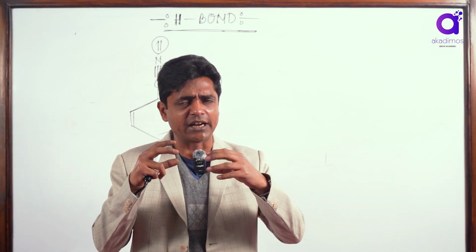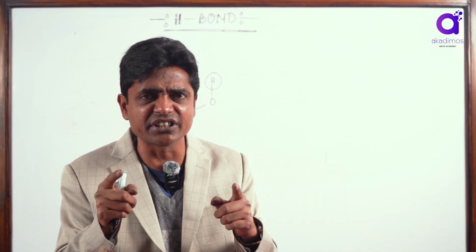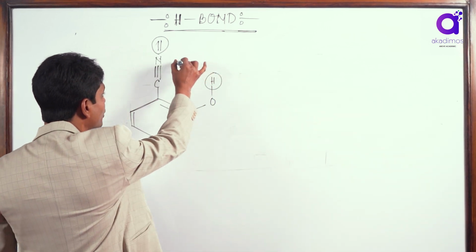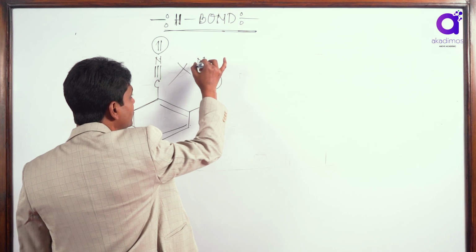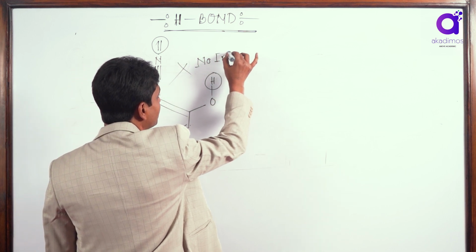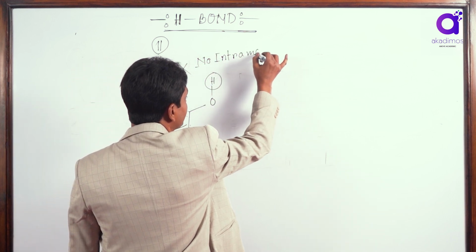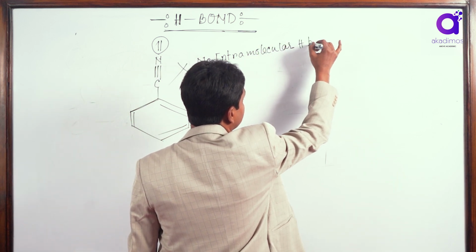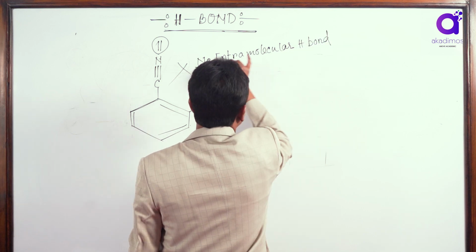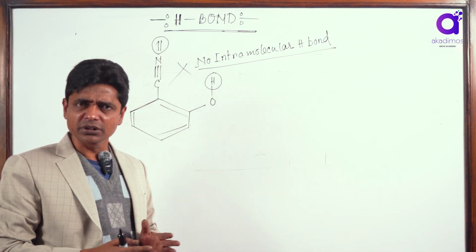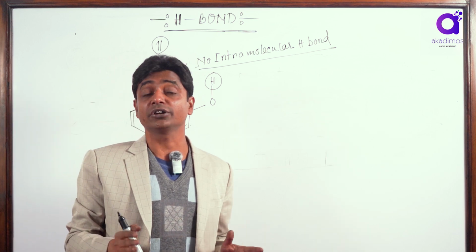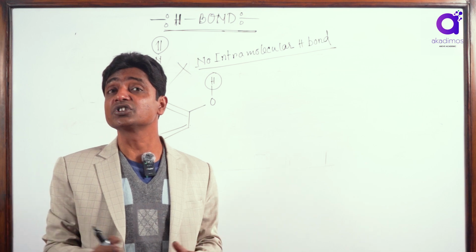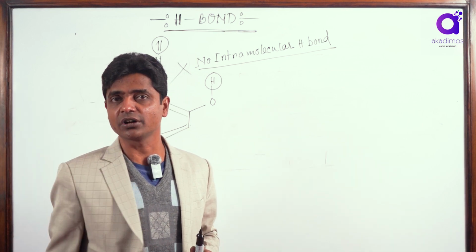For any covalency, whether sigma or pi, proper orientation is the essential criterion to form a bond. That's why here there is no intramolecular hydrogen bond. Remember, no intramolecular hydrogen bond. Remember this. So you now have an idea about intermolecular and intramolecular hydrogen bonds. Now I'll go on to give some examples of how you get great applications of hydrogen bond.